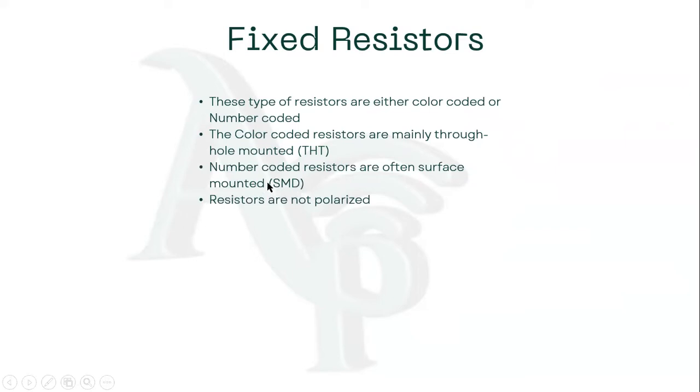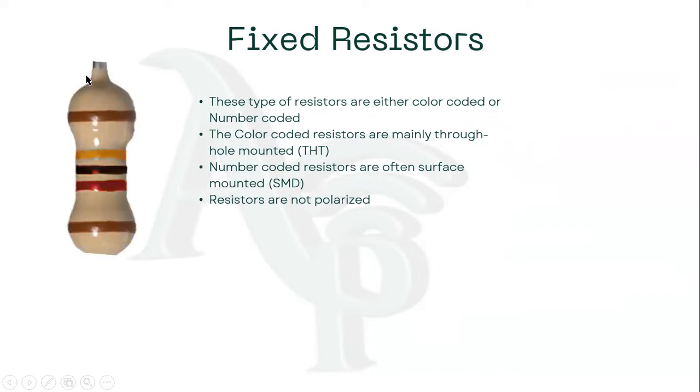Now, the number-coded resistors are mostly surface mounted, right? And you make use of SMD, the surface mounted device technology, in order to be able to solder them to your Vero board. Now, take note, resistors are not polarized. They're not polarized in the sense that you do not really pay attention to the direction you fix them on the circuit. You can connect them in any direction and they're going to work. Resistors don't have positive or negative.